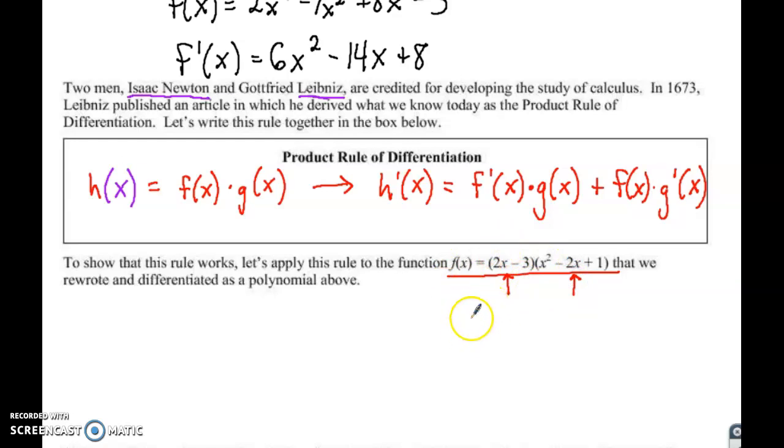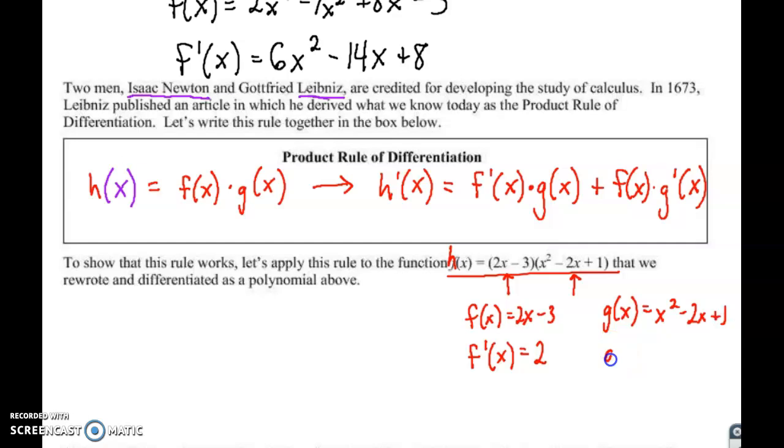Hold on a second. Well, how about this? Let me rewrite this problem as h of x so it matches what we had up here. So let me call f of x that 2x minus 3. And if I asked you for the derivative of that, I hope you would tell me very quickly that the derivative is 2. And if I look at the other function, call that g of x, x squared minus 2x plus 1, then that derivative would be 2x minus 2.